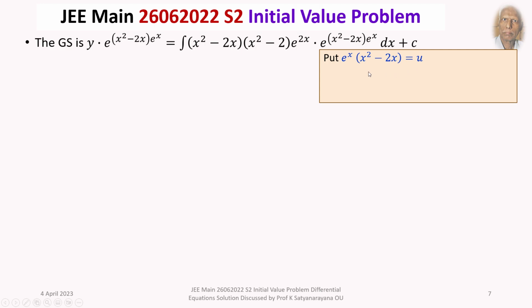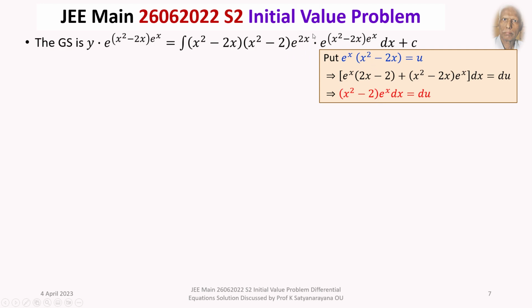Now, differentiating the first function e power x into the derivative of the second, 2x minus 2, plus the first function x square minus 2x into the derivative of e power x, is e power x with respect to x, which is equal to du. And simplifying, we get x square minus 2 into e power x dx is equal to du. So, you will see these things, x square minus 2 here, and e power x is to be taken.